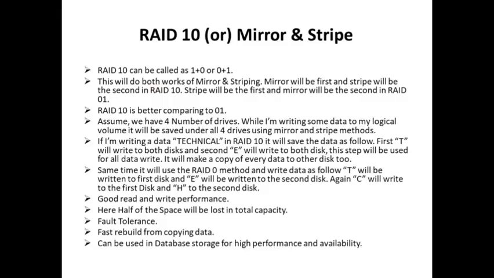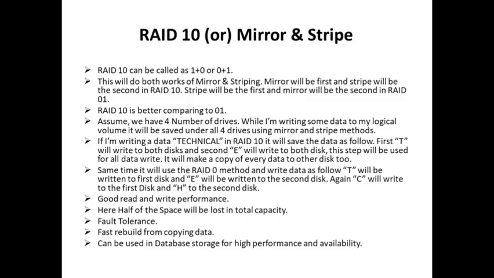Coming to RAID 10 or mirror or stripe, it is also called nested RAID. This will do both work of mirroring and striping. Mirror will be first and stripe will be second in RAID 10. Stripe will be first and mirror will be second in RAID 01. RAID 10 is better compared to 01.